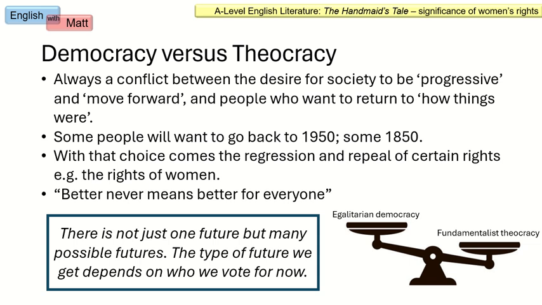But as well as people that want to be progressive, whatever that means, some people also want to return to how things were. And the reason they want to return to how things were is because it was safer. They might have nostalgia, for example. So whereas some voters will want to go forward and give people perhaps more rights, some people will inevitably want to go back. Some people want to go back, for example, to the 1950s. Some might want to go back to the 1850s.